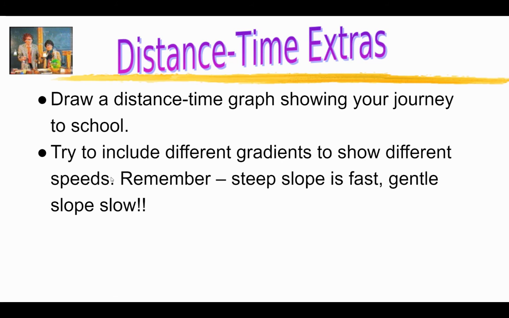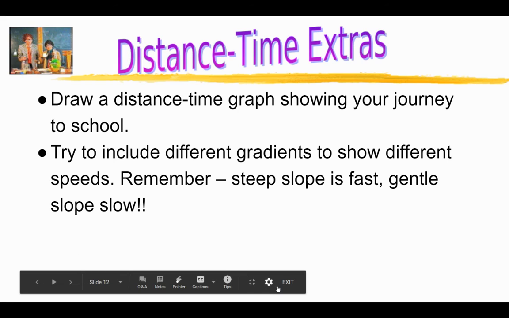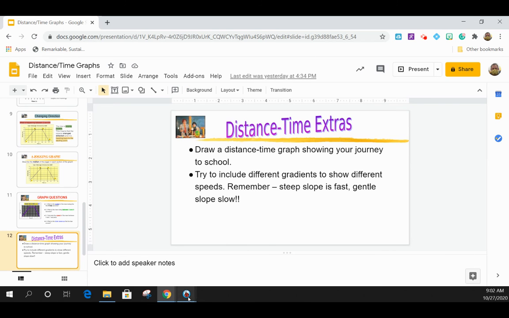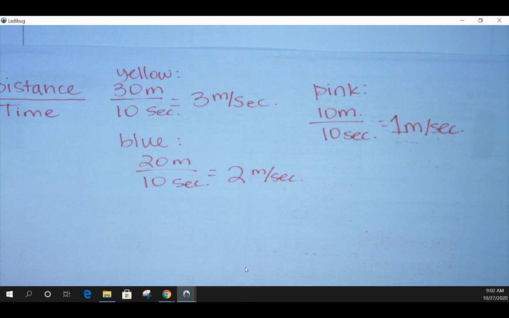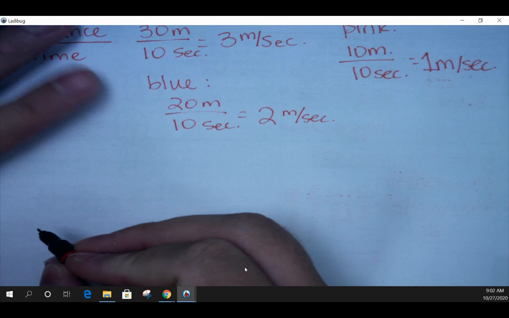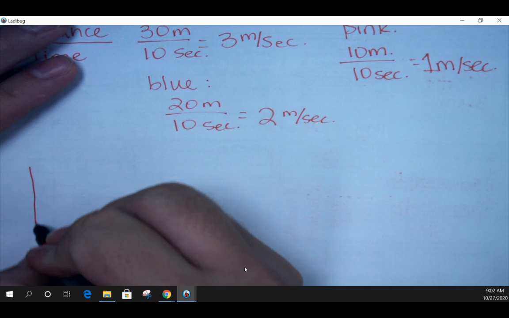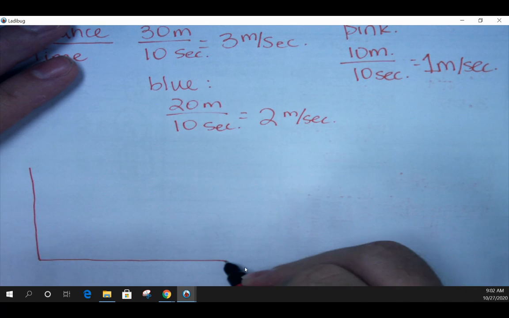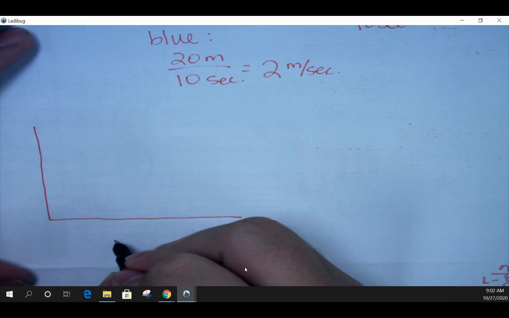Draw a distance-time graph showing your journey to school. Try to include different gradients to show different speeds. Remember, steep slope is fast, gentle slope is slow. Okay. We're not going to draw your actual trip to school, but we're going to pretend that Miss Cindy has picked you up on the bus. Down here we're going to do minutes.